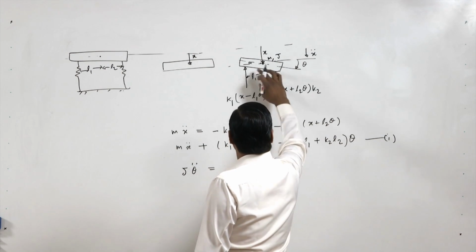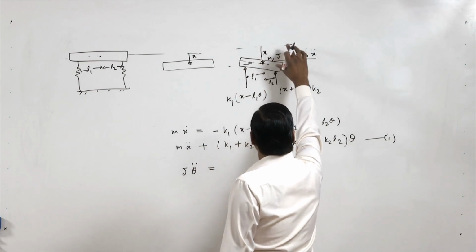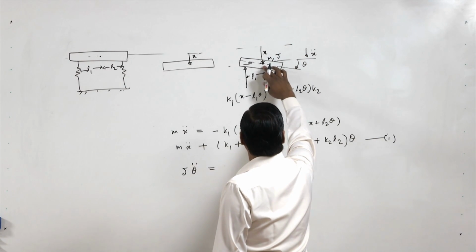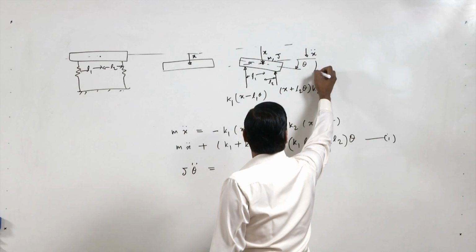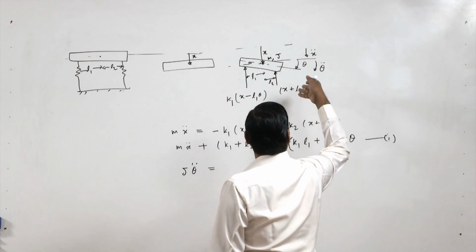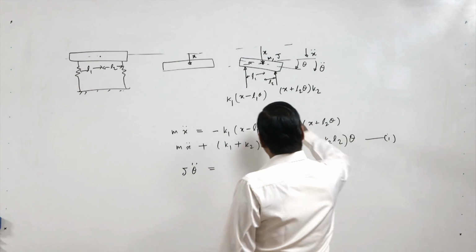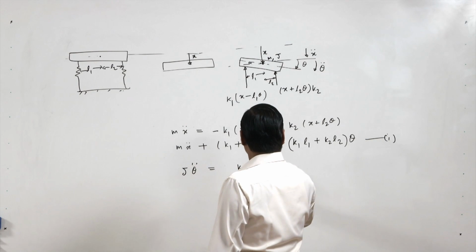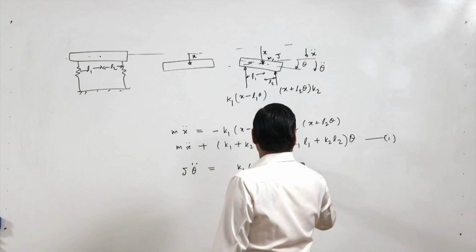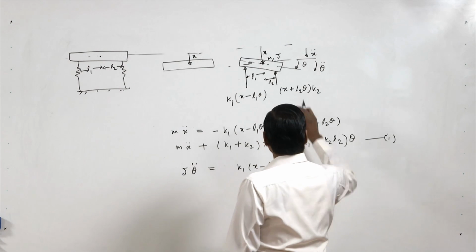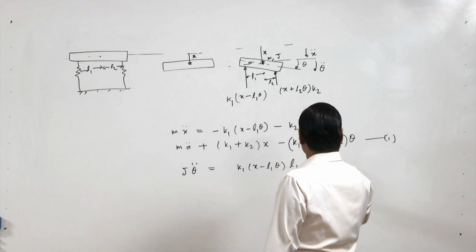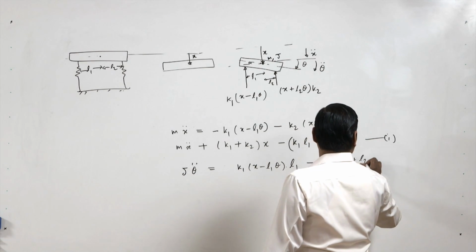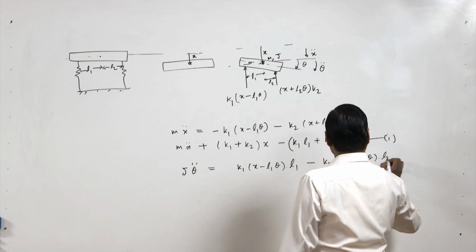So this is giving a moment about this point, okay, and this theta double dot is positive as clockwise and this moment is in the same direction, so it is K1 x minus L1 theta into L1, and this is in the opposite direction, so it is minus K2 x plus L2 theta into L2.